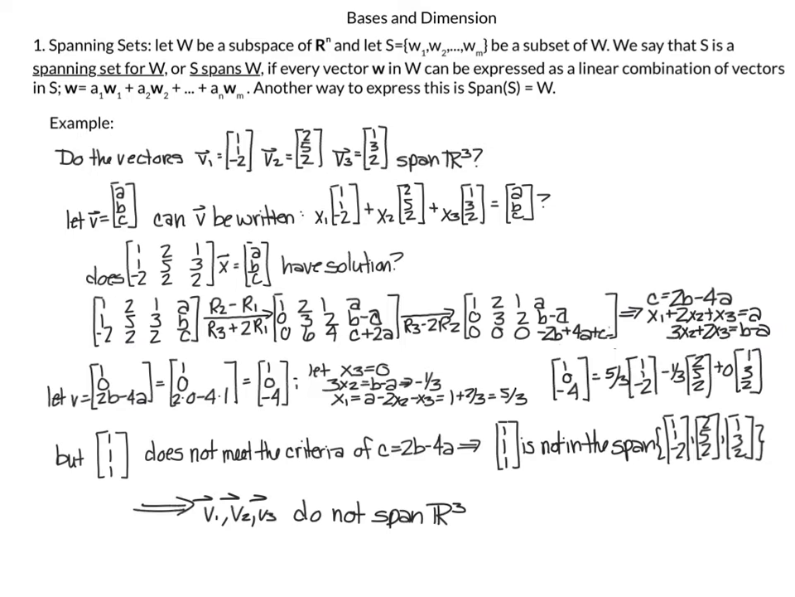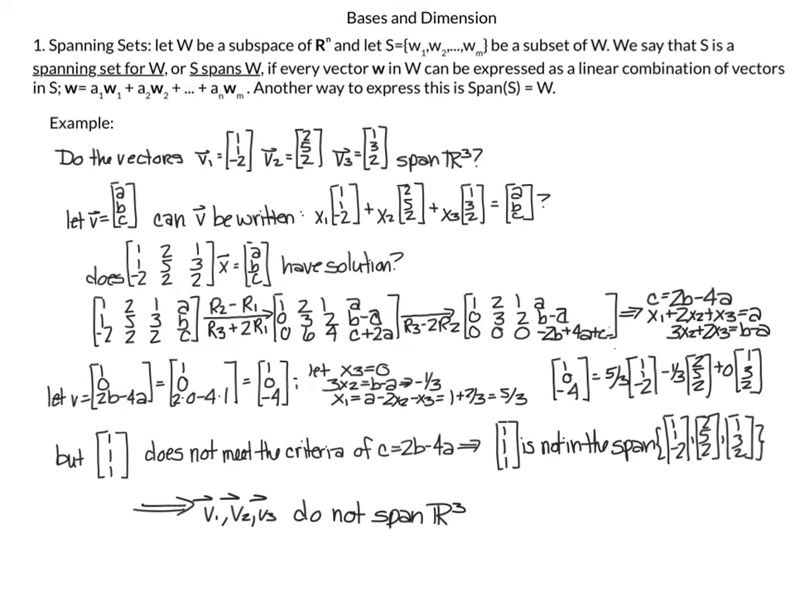In contrast, I'm going to give you an example where the vectors do not span R3. So we have v1 equal to (1, 1, -2), v2 equal to (2, 5, 2), and v3 equal to (1, 3, 2). Do they span R3? So again, we have our arbitrary vector v, which is equal to (a, b, c). Can that vector be written as a linear combination of v1, v2, and v3? In other words, does our matrix equation Ax = (a, b, c), where A is the matrix whose columns are the vectors v1, v2, v3, have a solution?